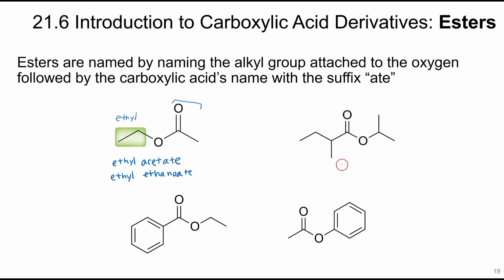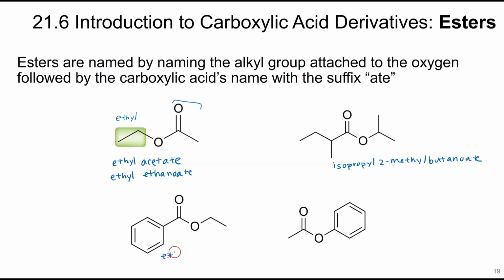This group off of the oxygen is isopropyl. This would be 2-methyl butanoate. So this is kind of named like the carboxylic acid salts. We have that -ate ending. If you have a common name like the acetic acid, then you would use the -ate ending. But for regular alkyl carbon chains, we use the -ate.